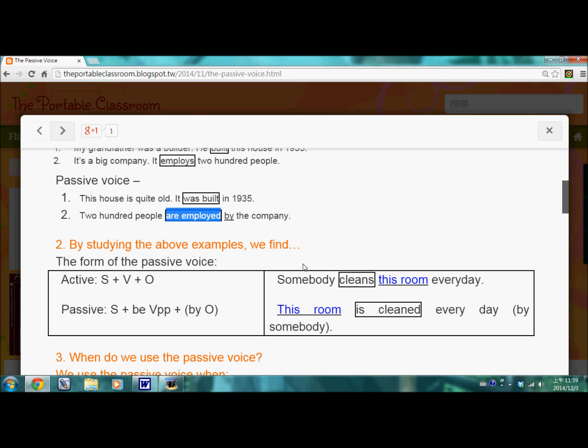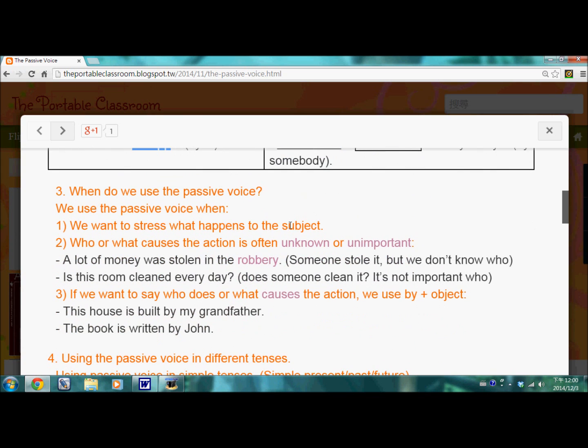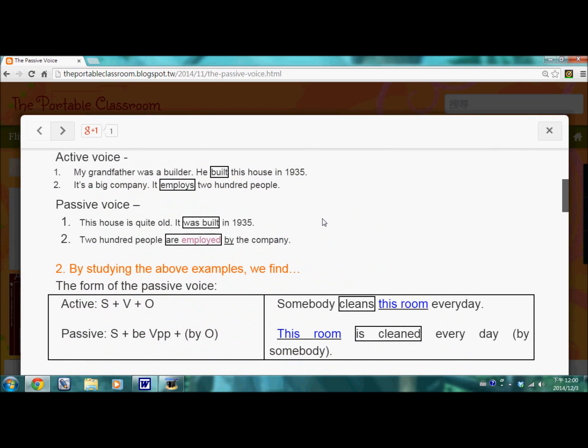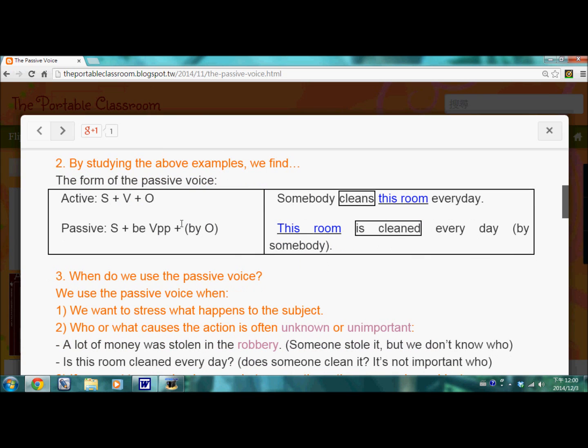So by starting with the above examples, just like what we talked about, we know that we have to use the be verb with verb past participle in the passive voice. Now the most important question is, when do we use the passive voice? We use the passive voice in the following situations. Number 1, we want to stress what happens to the subject, like in this example. We want to know what happened to the house. So we say it was built in 1935. Who built it is not important. 建造的人不重要的时候 I just want to know what happened to the house. Who built it is not very important. So I use the passive voice.